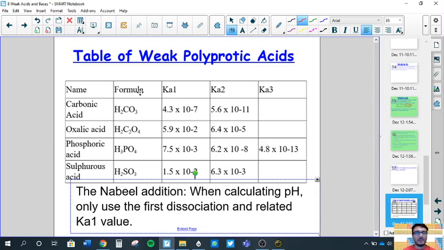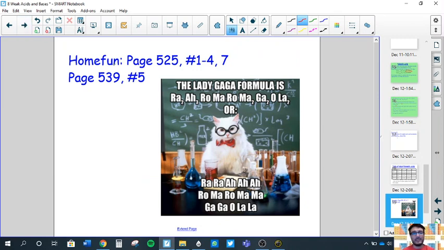Now, all of these are just more examples. Notice that the table is not in blue. You do not have to memorize this. If you ever need to know the different Ka values, they will be given to you. And that's it. Hopefully that helped. Post any questions.